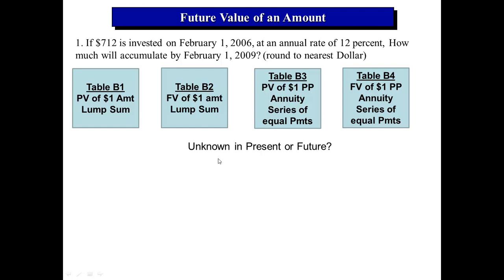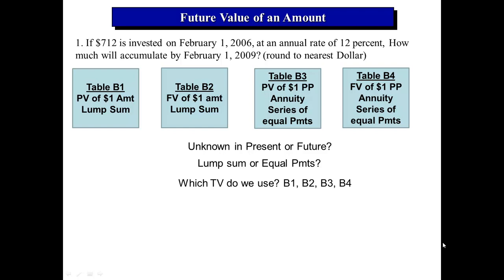So the question is, is the unknown in the present, or is it in the future? We know the present is $712. The question is, how much will that accumulate to 3 periods from now at 12%? So the unknown is in the future. And is it a lump sum, or a series of equal payments? It's a lump sum. So we're going to use table B2 in my book, but in yours it'll just say the future value of an amount of $1.